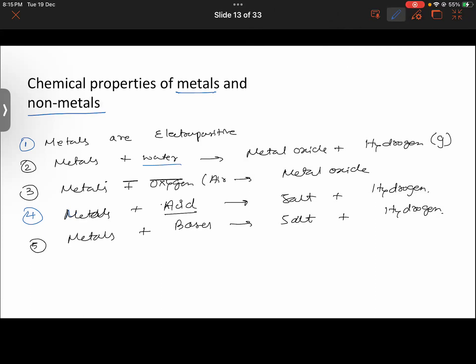Does zinc displace copper sulfate? Tell the names of the compounds where the reaction has to take place. Zinc plus copper sulfate gives zinc sulfate plus copper. Out of zinc and copper, which one is more reactive? Zinc is more reactive, so zinc will replace copper from its place. Zinc sulfate is formed, and copper is left behind.